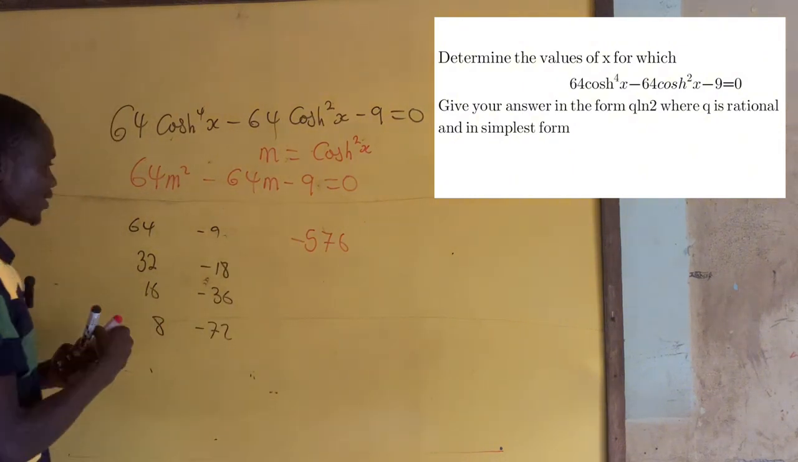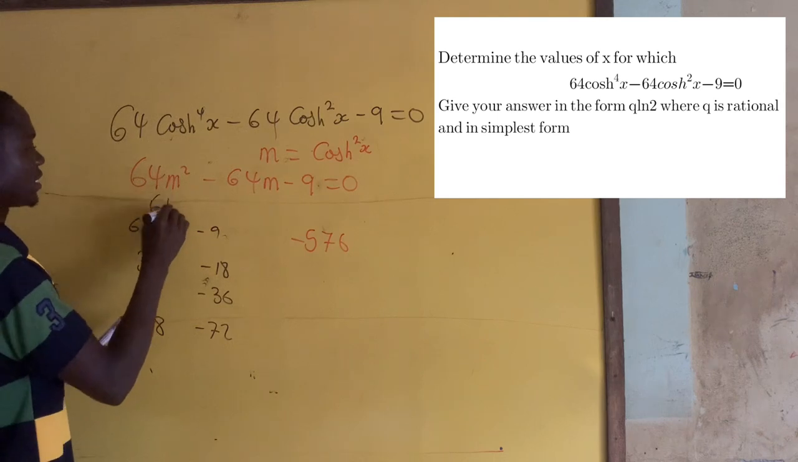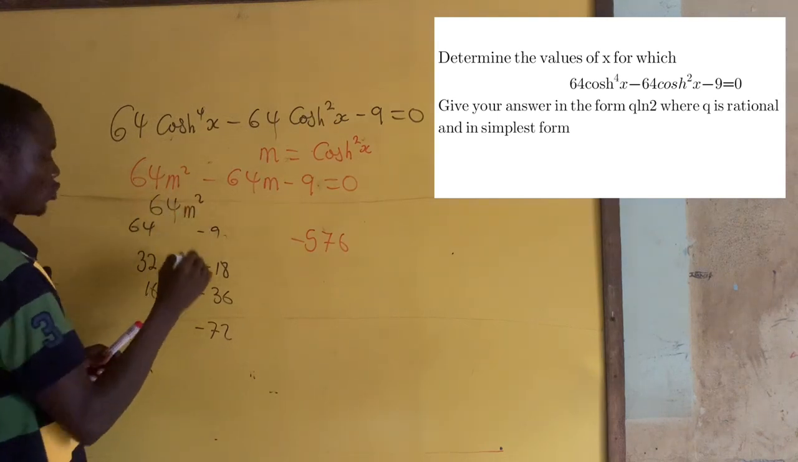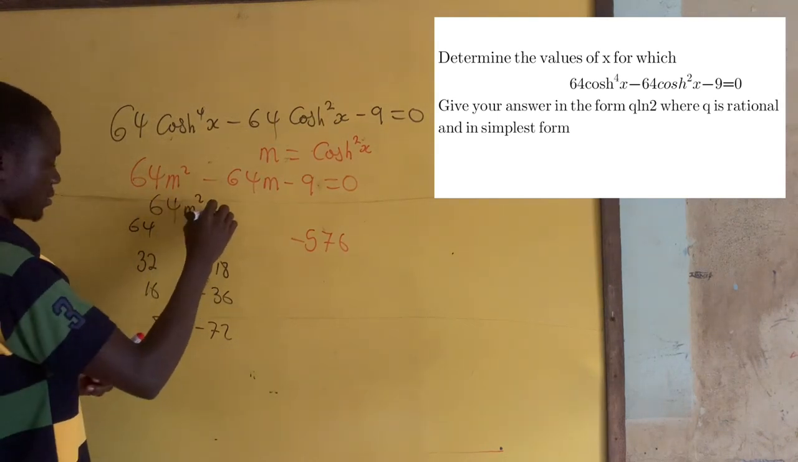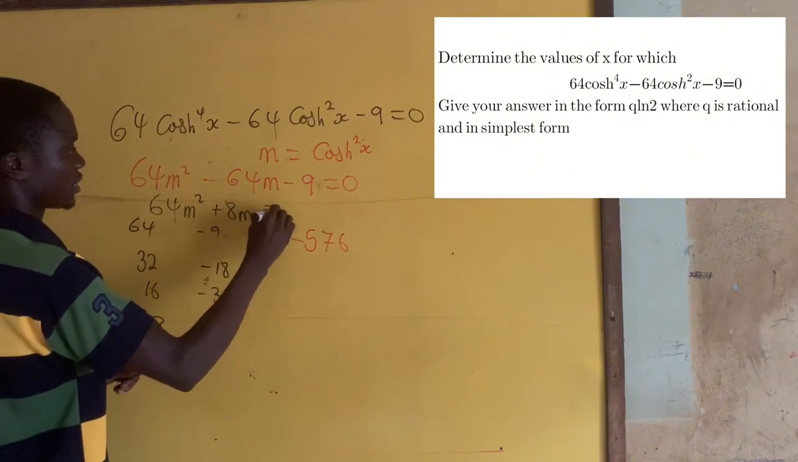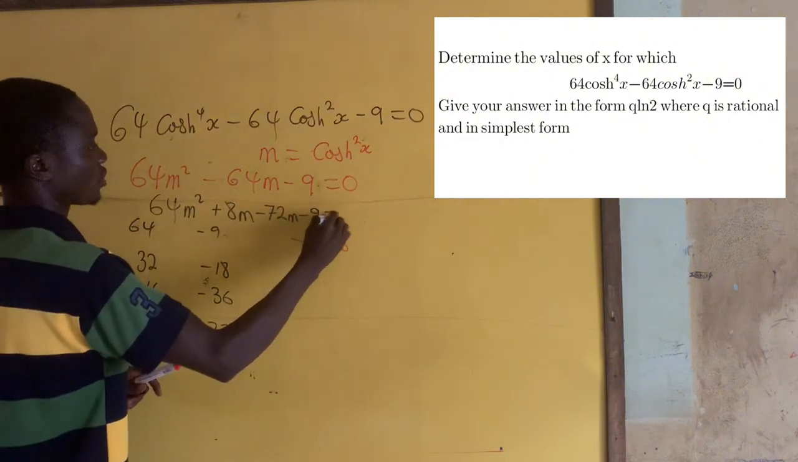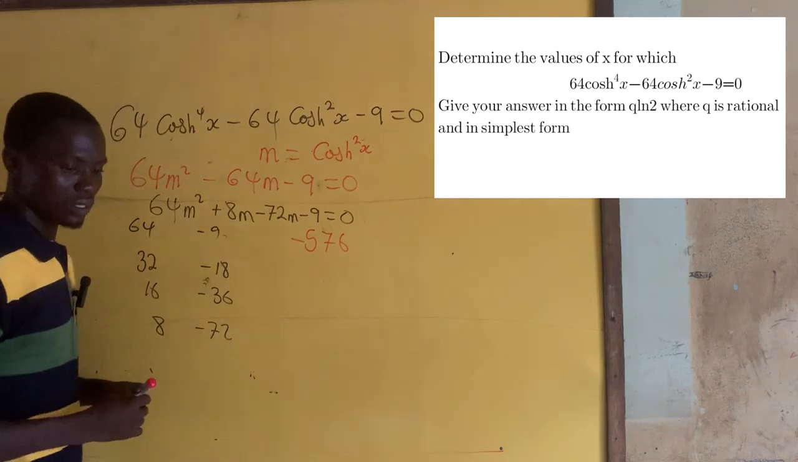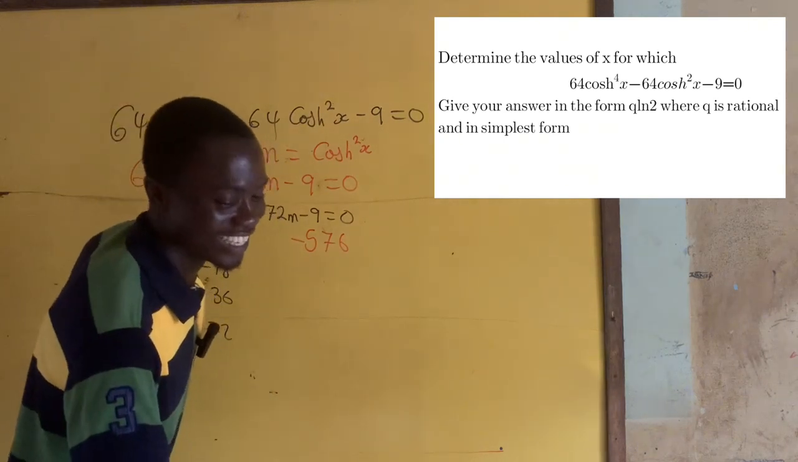So this is simply 64 m squared plus 8m minus 72m minus 9 equals 0. That's great, right? Yes.